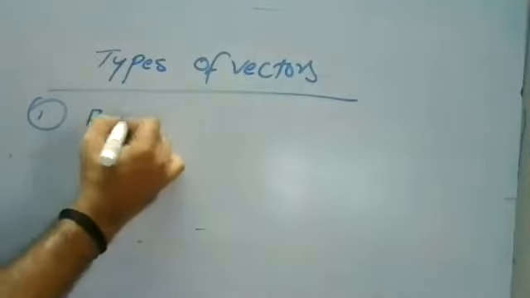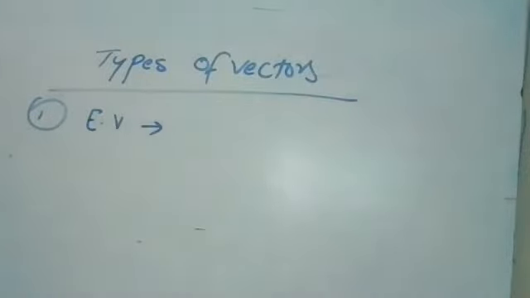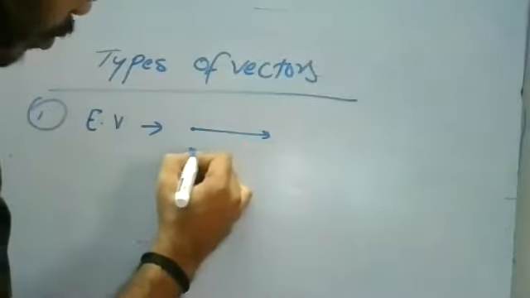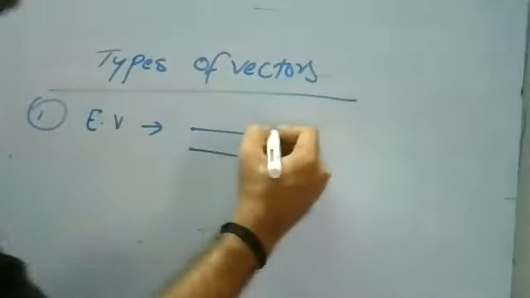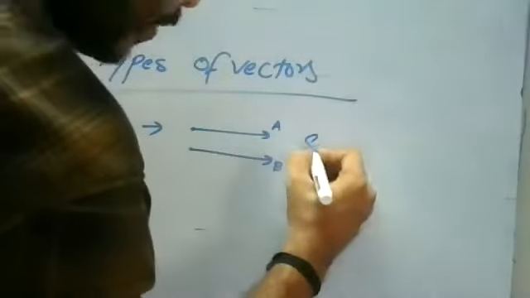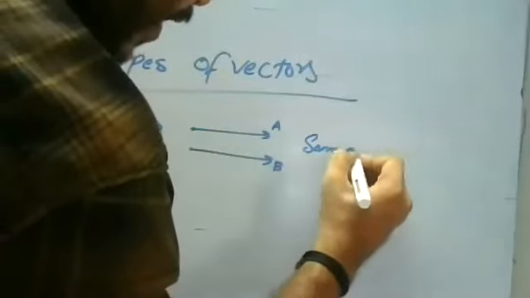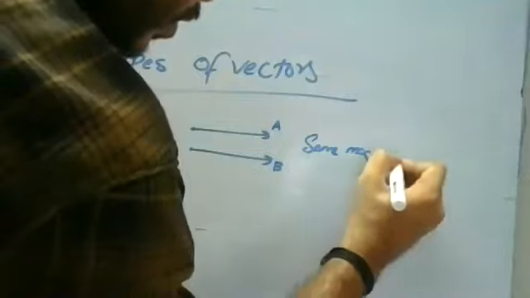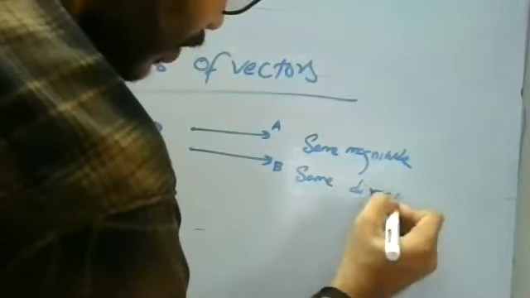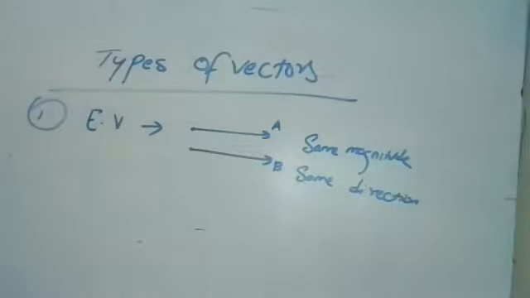First one, equal vectors. Two vectors having equal magnitude and the same direction. Assume there are two vectors A and B having the same magnitude and the same direction. We call it an equal vector.